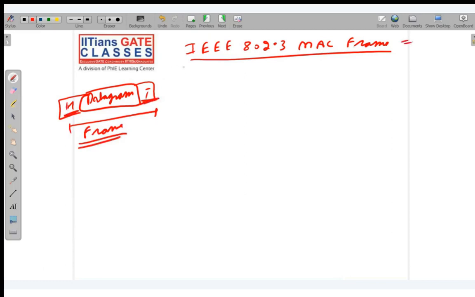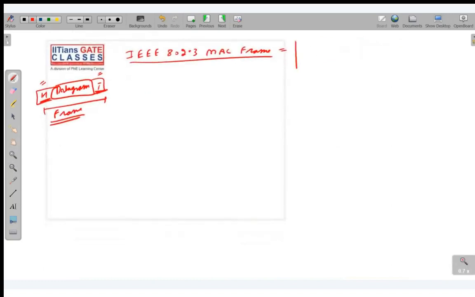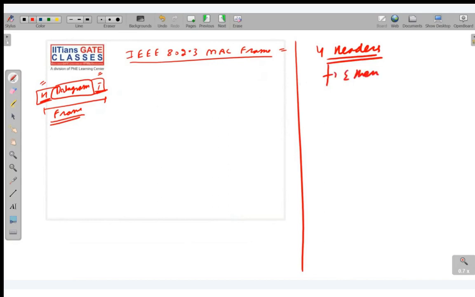That's why we have written the topic IEEE 802.3 MAC frame. How does this frame look? What are the contents of the header? What is the content of the trailer, and so on? We are going to study that. And let me tell you one thing. We will study 4 headers in networking, and these are very important. Many questions have been asked. First is the Ethernet header, which we are going to study today itself. Rather, how this frame looks, header as well as trailer, we will study.